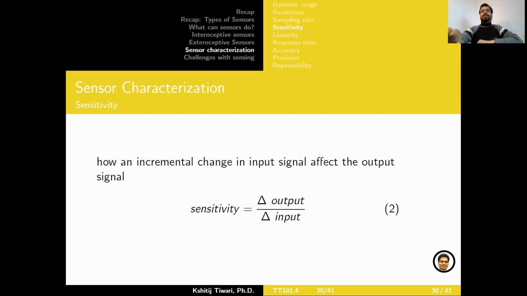Sensitivity basically means an incremental change in the output that is affected by an incremental change in the input. Or in other words, if I change the input ever so slightly, how much of the output would change? So sensitivity is given as change of output with respect to the change of input.